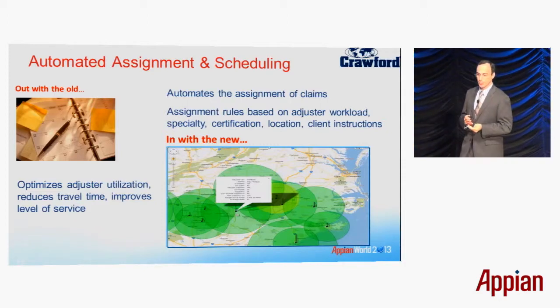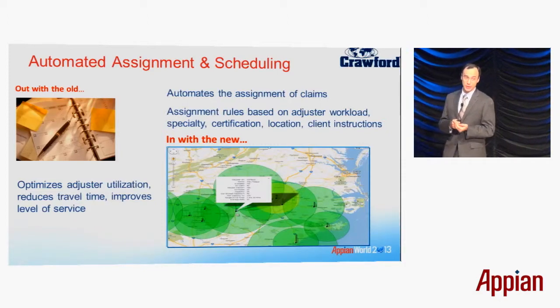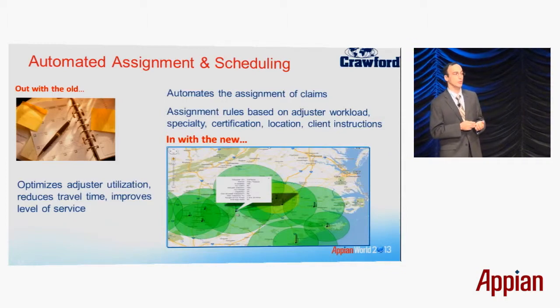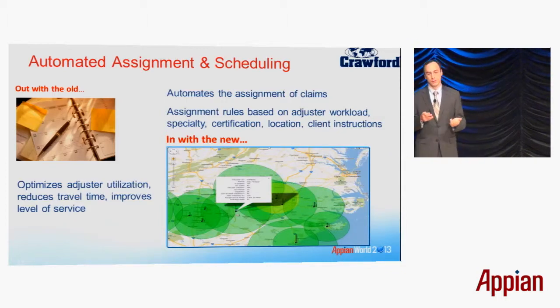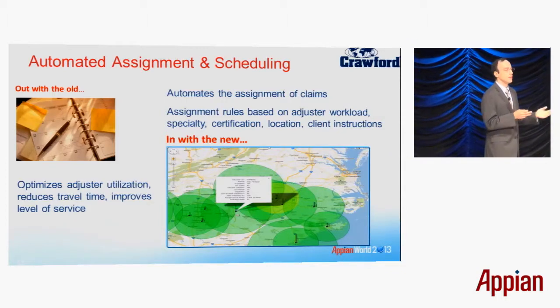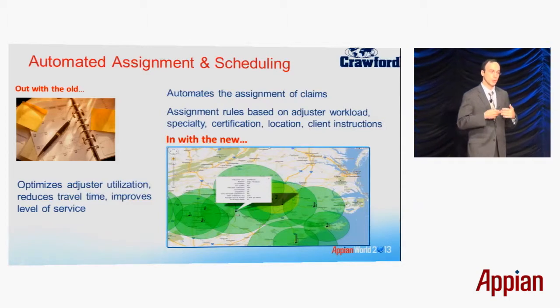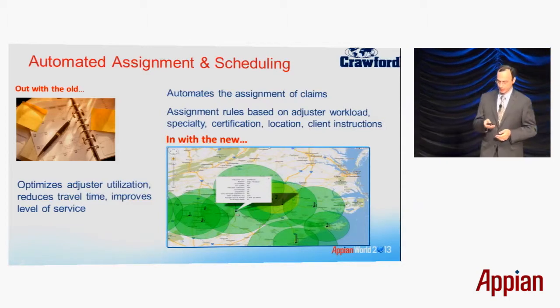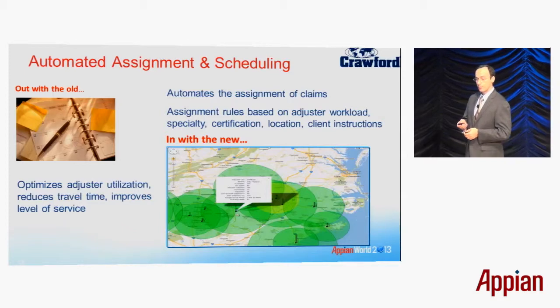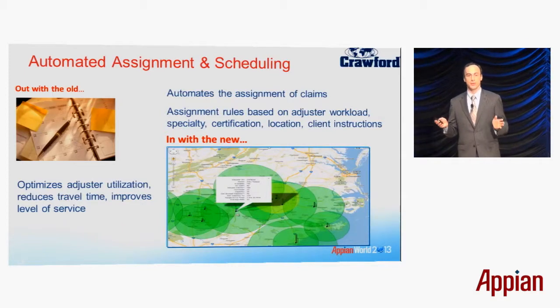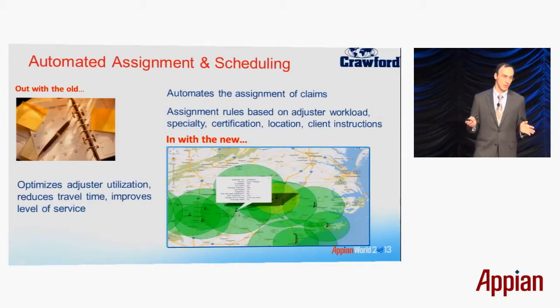First of all, it optimizes adjuster utilization, a very important operational objective. It reduces travel time, and in the end, it improves the level of service. We are able to do things quicker. And not to mention tremendous savings from eliminating manual work.